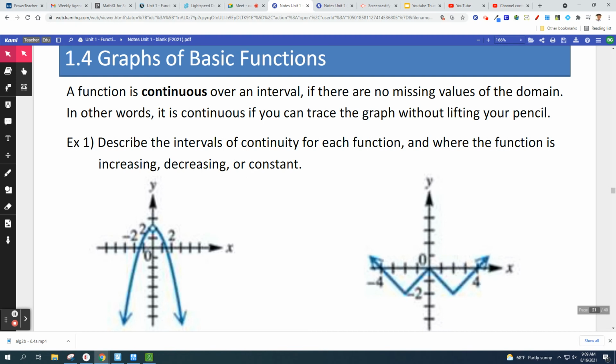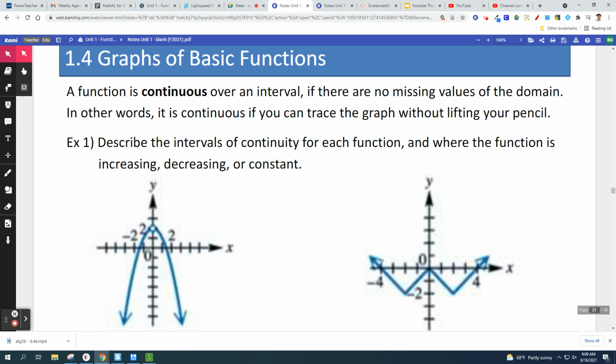1.4 Graphs of basic functions. A function is continuous over an interval if there are no missing values of the domain. In other words, it's continuous if you can trace the graph without lifting your pencil. So when we talk about continuity or interval of continuity, we're basically talking about the domain. So keep that in mind.